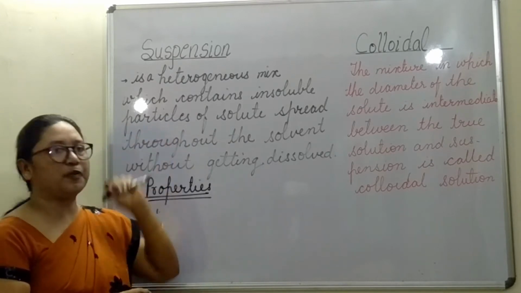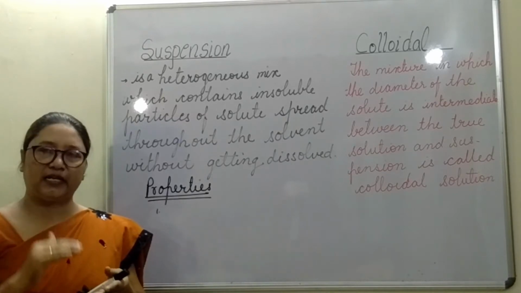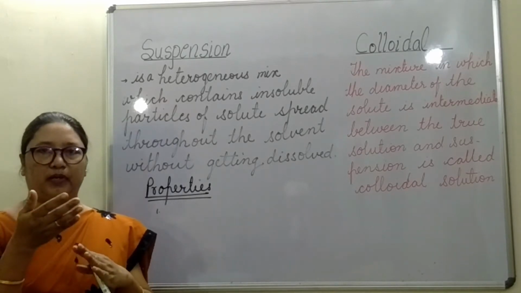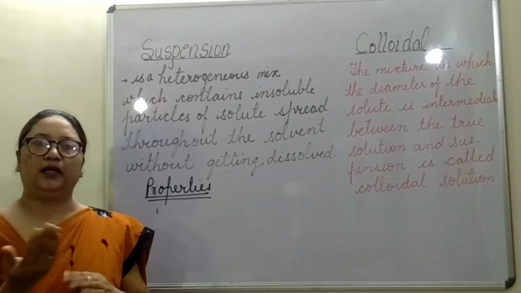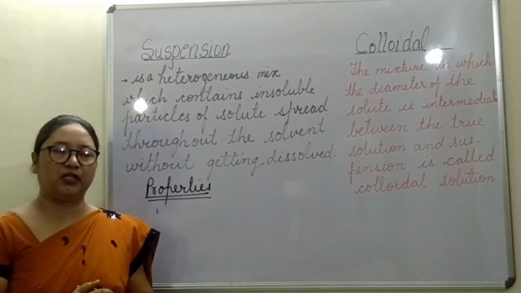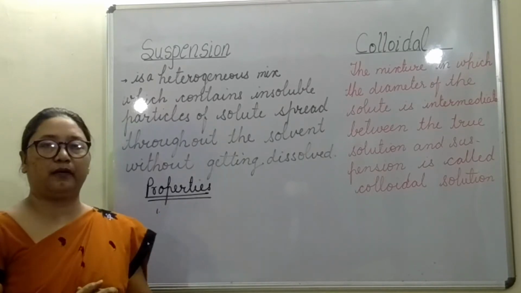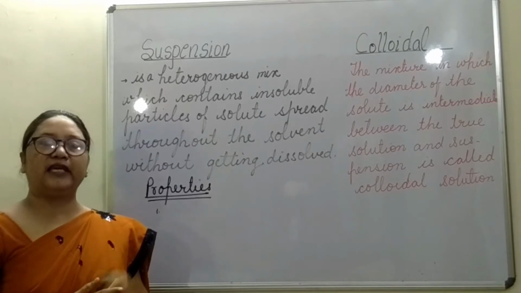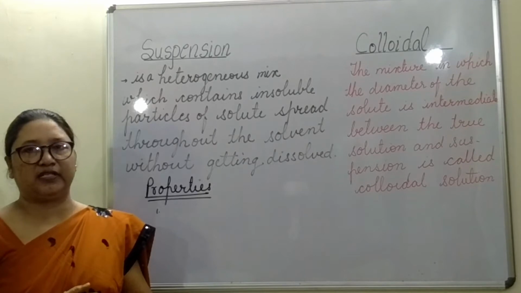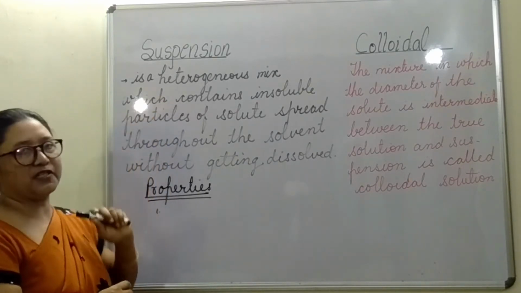Next, when the suspension solution is left for some time, the heavier particles will settle down under gravity, lighter particles will be floating in the solution, and very fine particles remain suspended in the solution. One more very important property of suspension is that they scatter the beam of light, and the path of the light is visible in suspension solution. So these are a few properties of suspension.